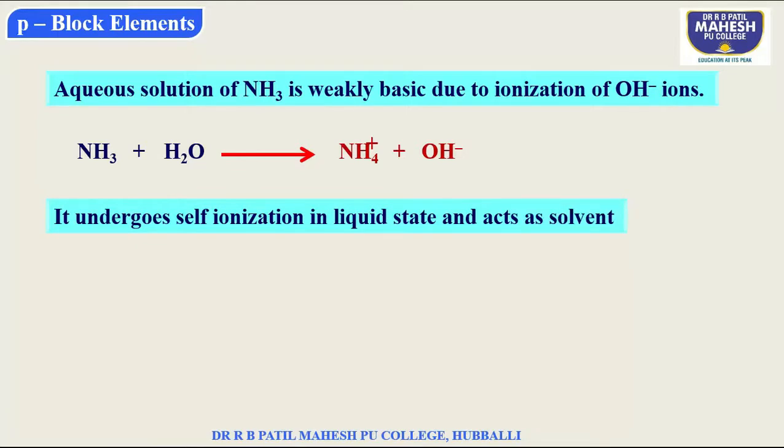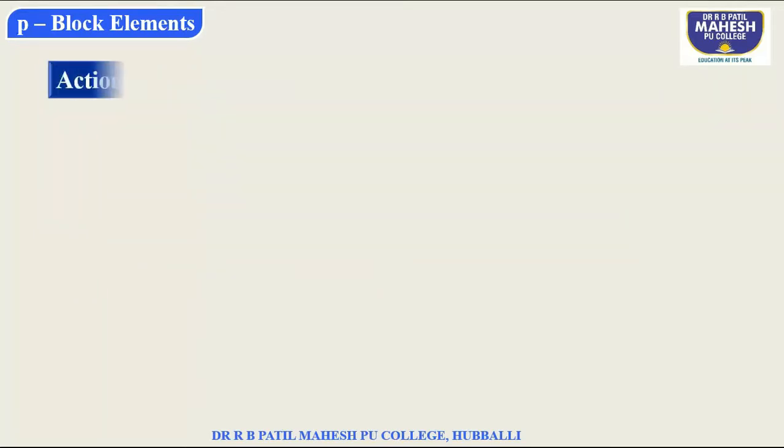Ammonia undergoes self-ionization in its liquid state to form NH4+ and NH2- ions. So here you can see it forms NH4+ and NH2- ions.